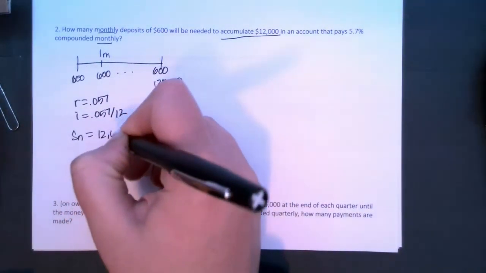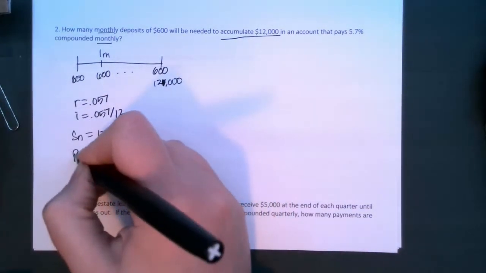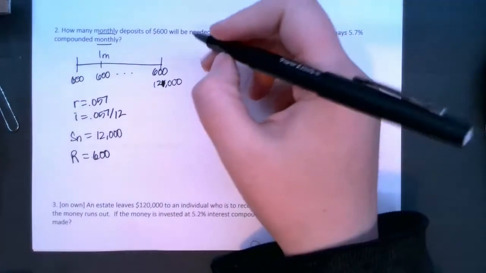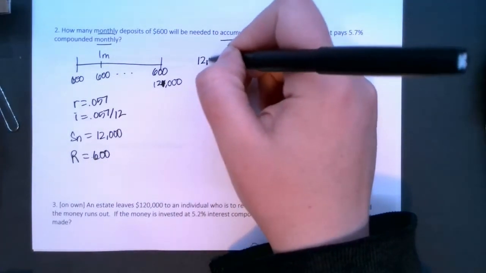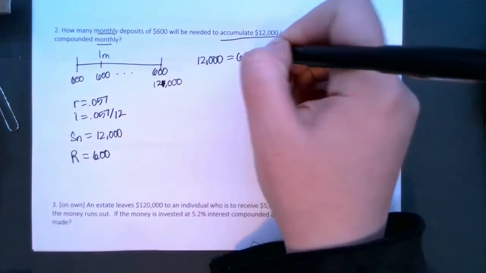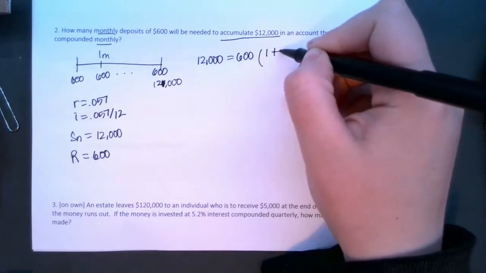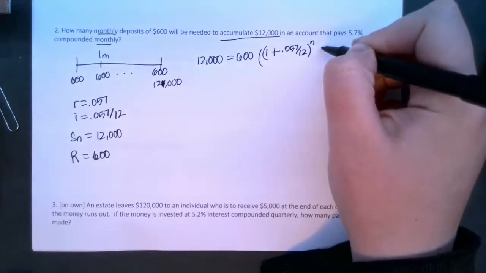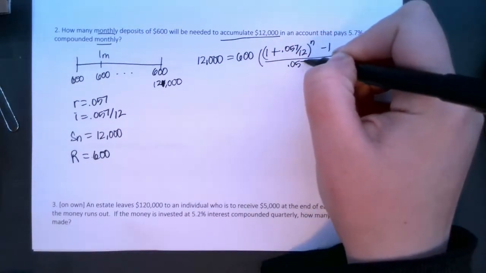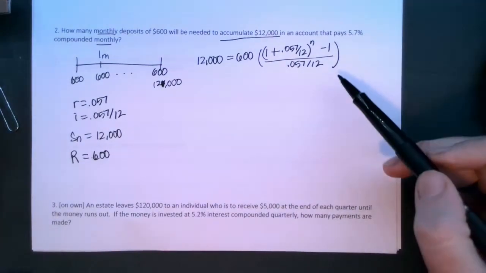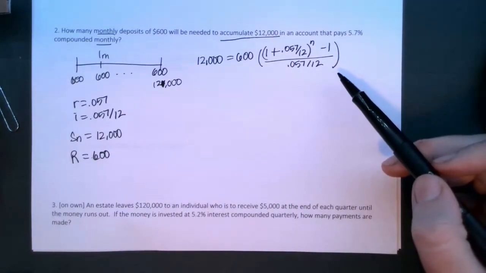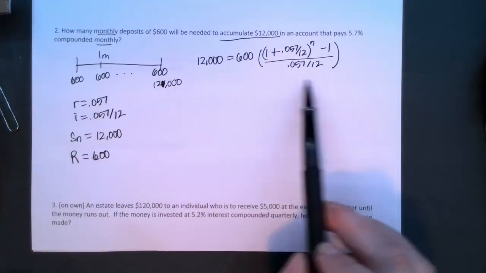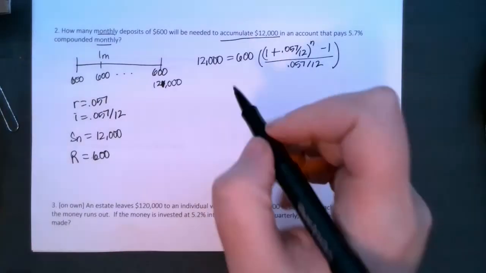S sub n would be that 12,000. And the regularly scheduled payment, big R, is your 600. So this is everything we need, and we're just going to plug it in. So we get 12,000 equals 600 times 1 plus 0.057 over 12 to the n minus 1 over 0.057 over 12. The reason that this looks different than one we did before is because this one is an S sub n problem. So this is using the S sub n formula from the formula sheet from chapter 6.